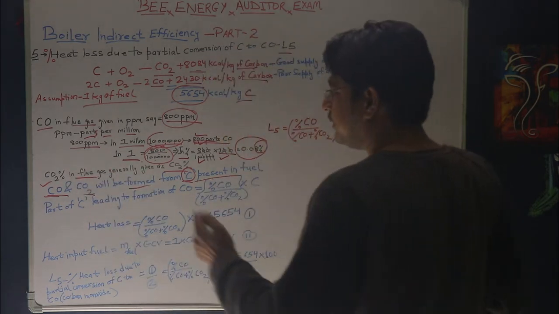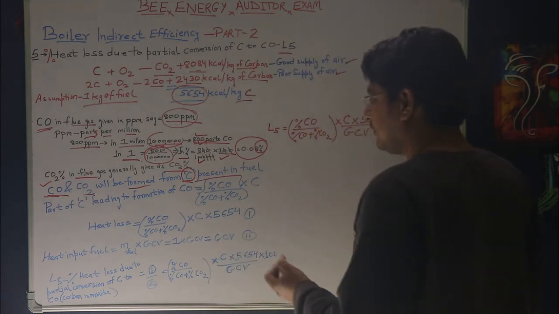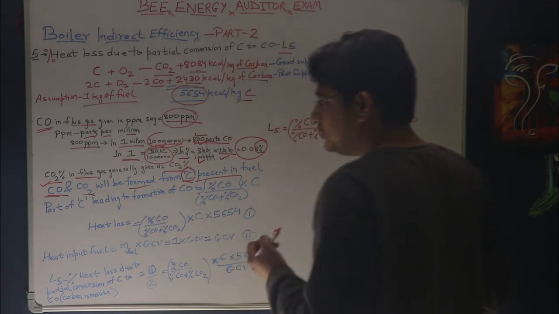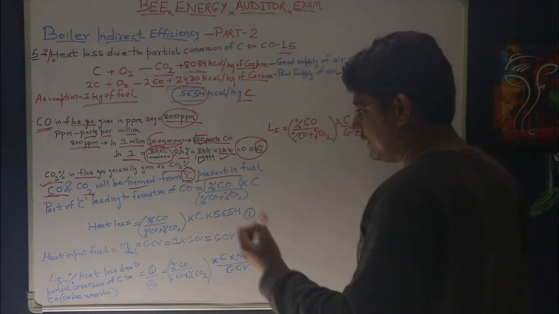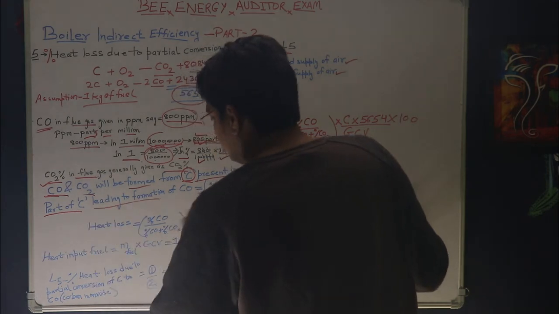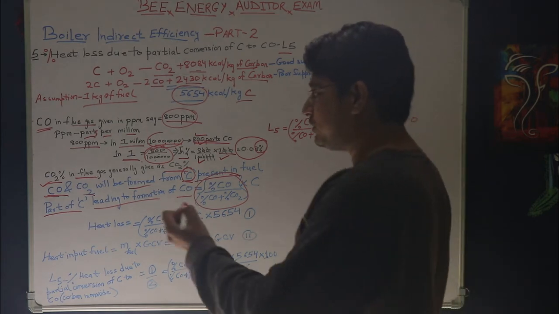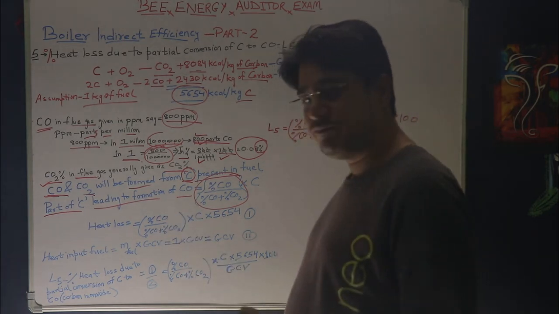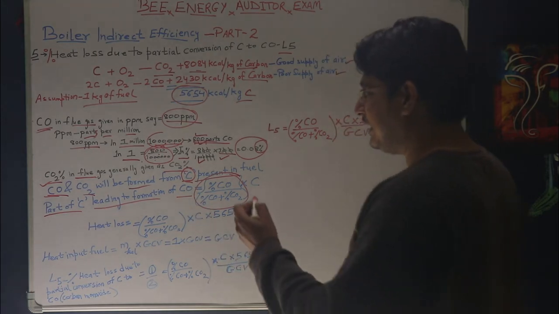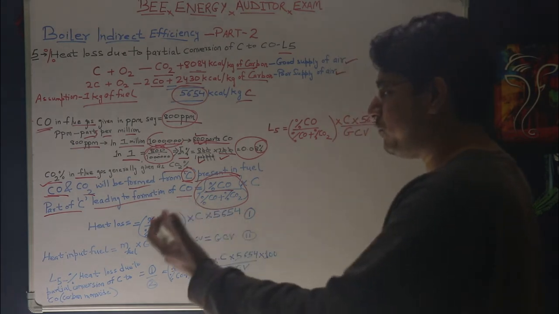Then only we can calculate how much heat loss has occurred on account of partial conversion of carbon to carbon monoxide. Now if I have the percentage of carbon monoxide in the exhaust flue gas and I have the percentage of CO2 in the exhaust flue gas, then I can calculate the part of carbon leading to the formation of carbon monoxide. Now as the carbon dioxide and carbon monoxide will be formed from the same carbon, what can I calculate? I can calculate the ratio in which the carbon monoxide has been formed.